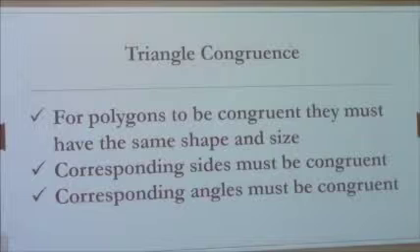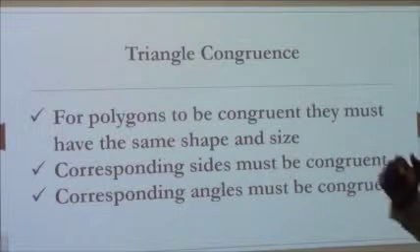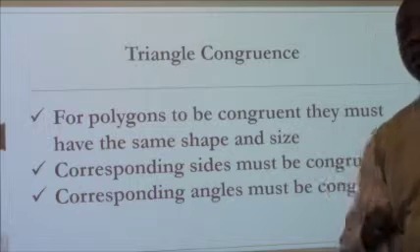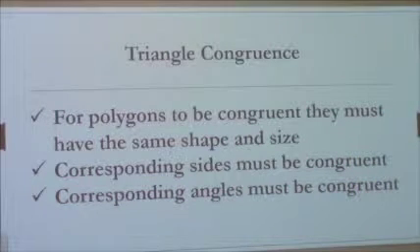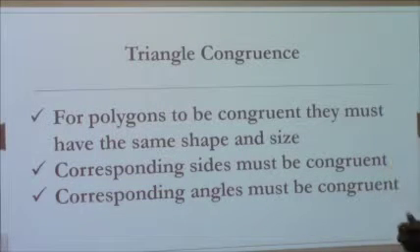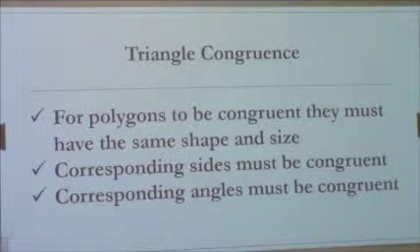For polygons in general to be congruent, they must have the same shape and same size, meaning that a triangle cannot be congruent to a circle. Neither can a circle be congruent to a rectangle because they don't have the same shape. But two triangles can be congruent. Under what conditions can two triangles be congruent?